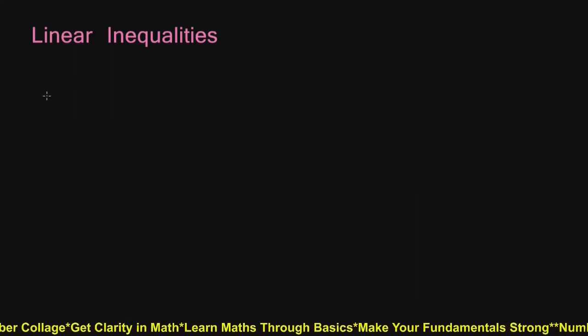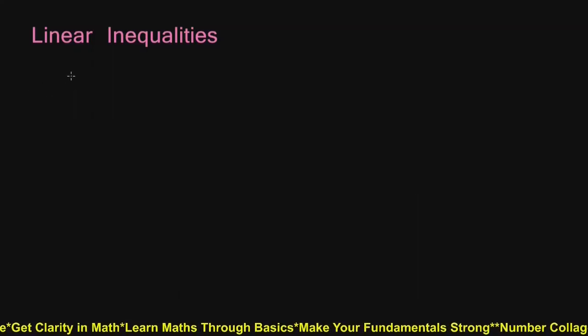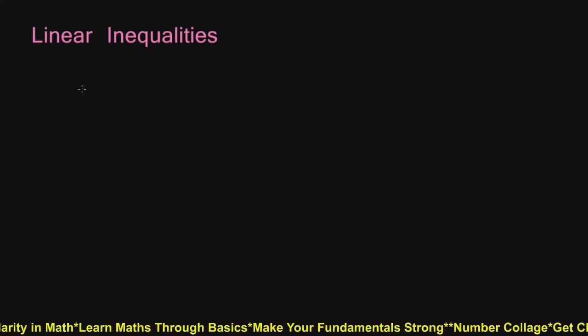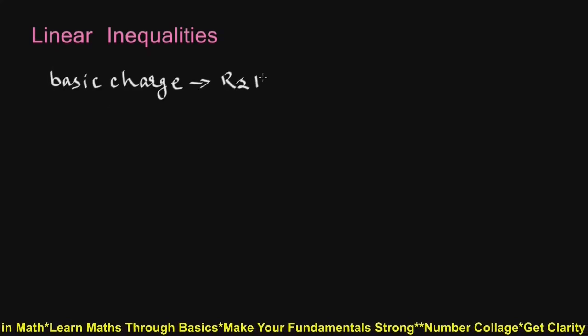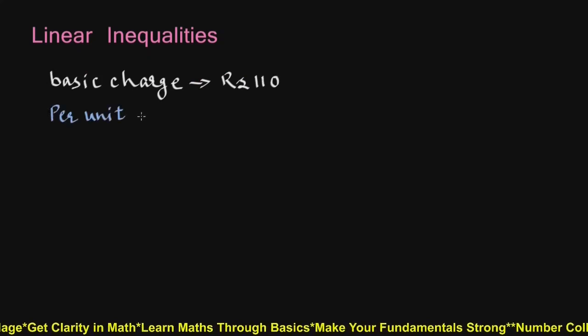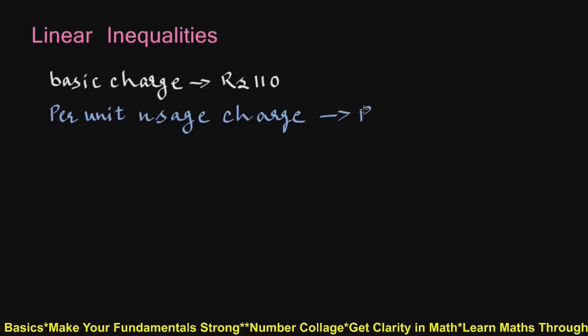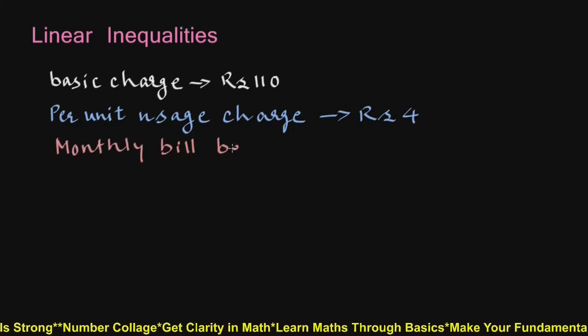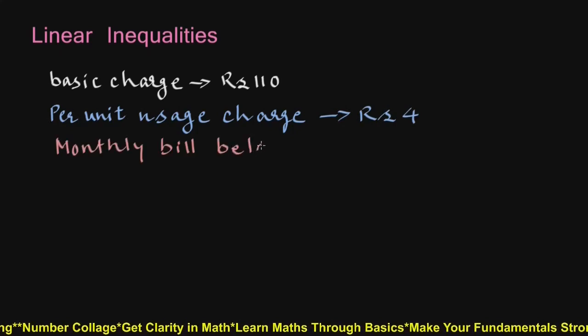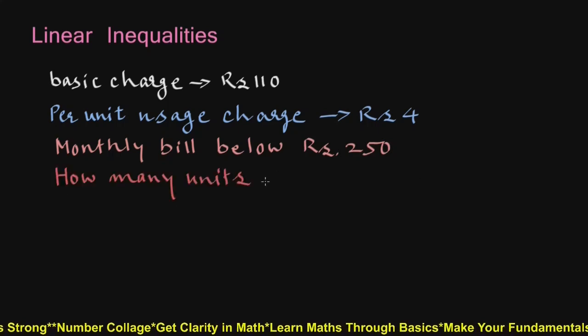A similar problem goes like this. Our monthly electricity bill consists of compulsory basic charge rupees 110 and per unit usage charge is rupees 4. To control the monthly bill below 250 rupees, how many units should be consumed?